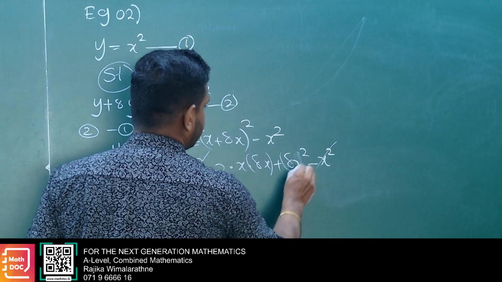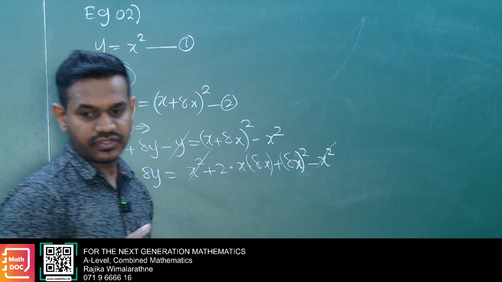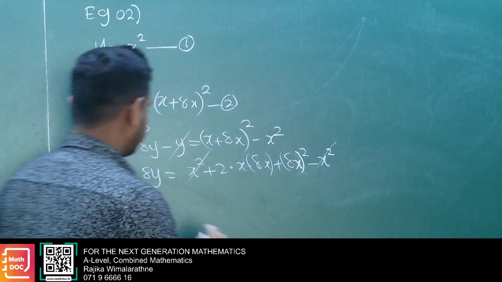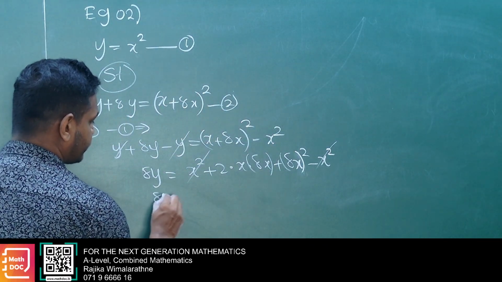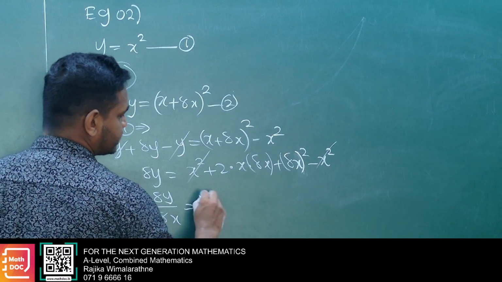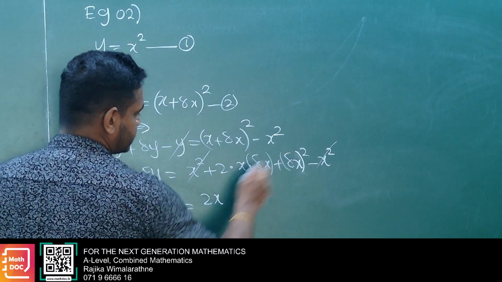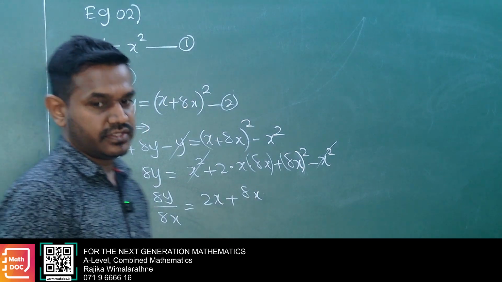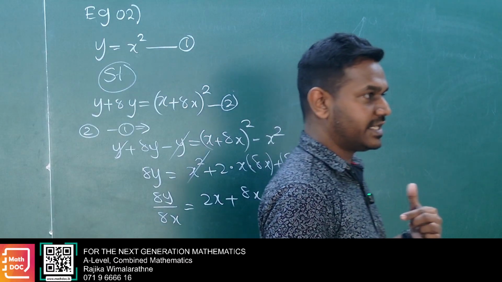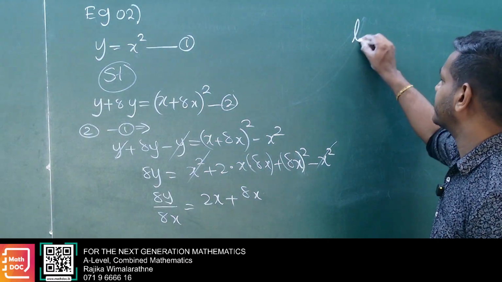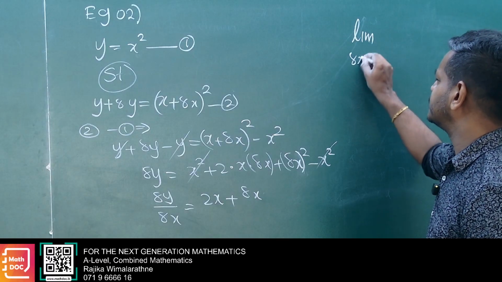Then when finding the derivative, we need the ratio delta y over delta x. Now divide by delta x. Delta y over delta x. Then on the right side we get 2x and delta x only. You find that ratio delta y over delta x, then finally you put the limit. Limit delta x goes to 0.